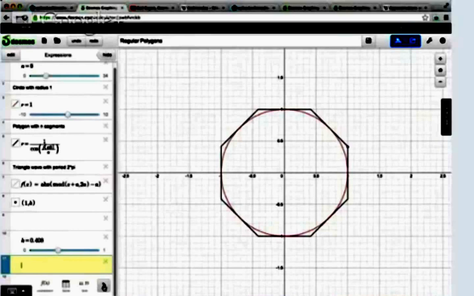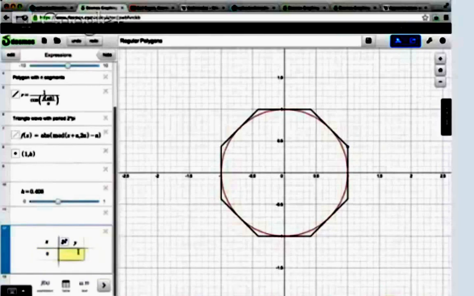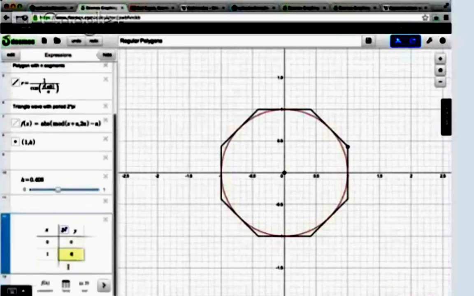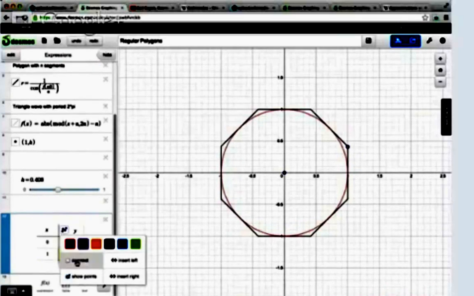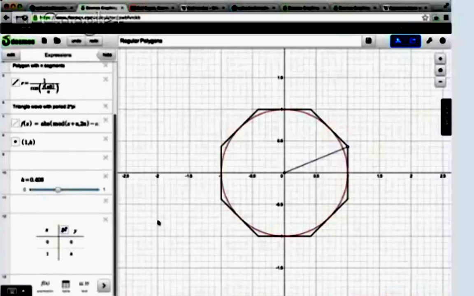So I'm going to slide out my options for more types of equations and make a new table. I'm going to draw a line from the origin to 1, comma, h. And I can turn on the line here by opening the points menu and clicking connect. Okay, so there we have a line.